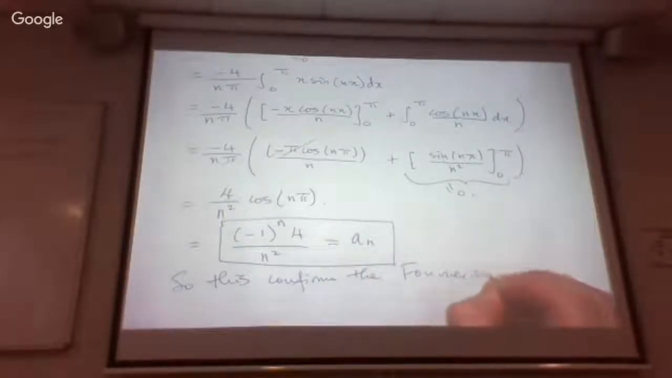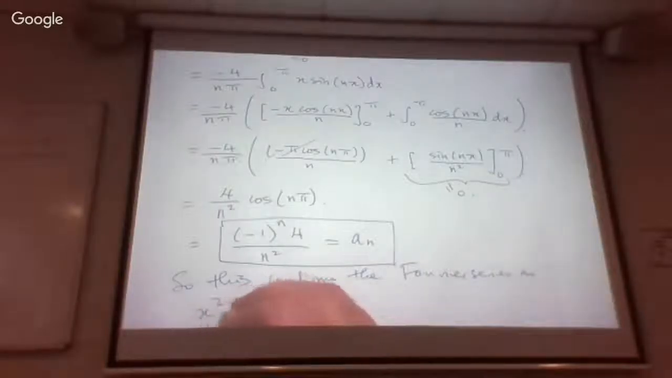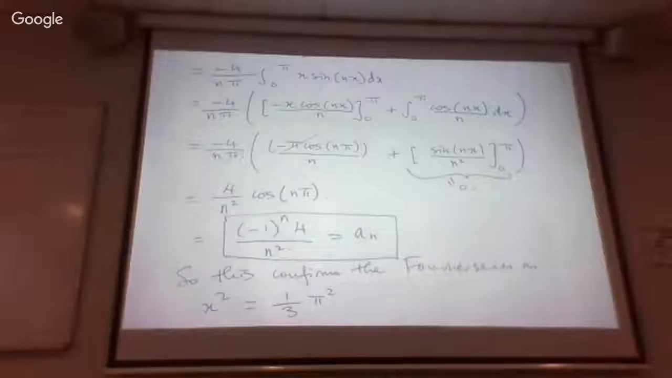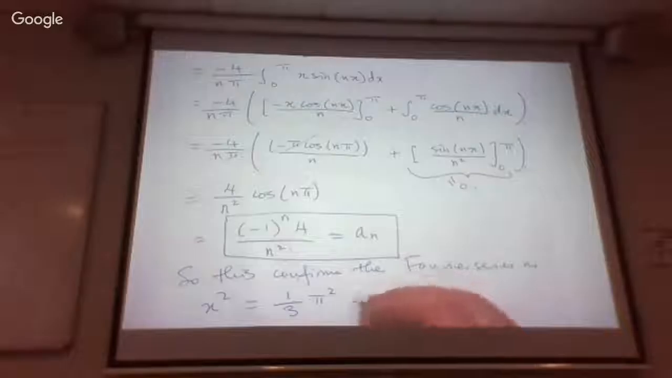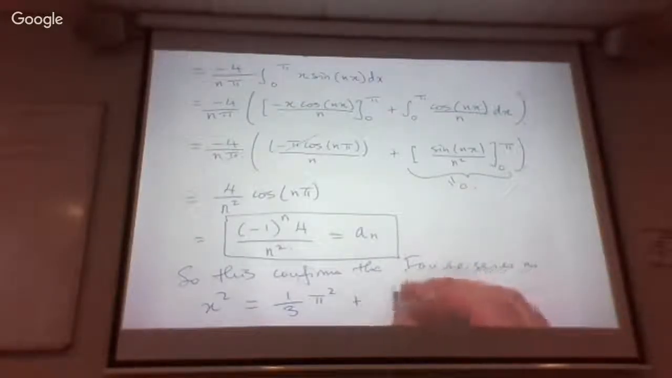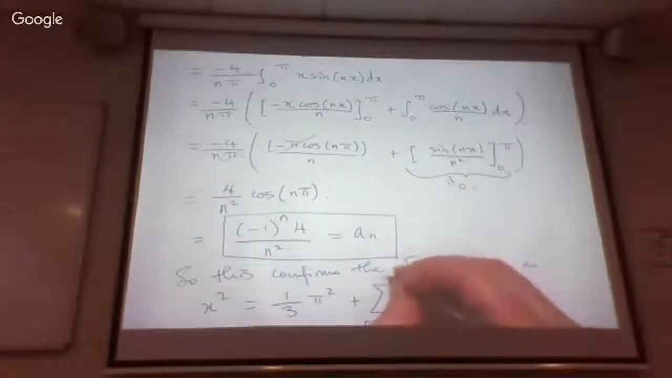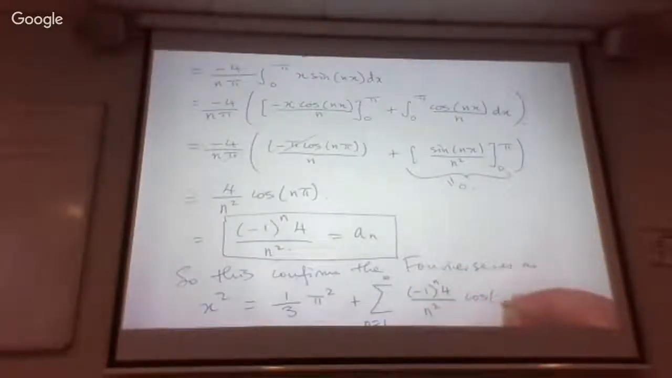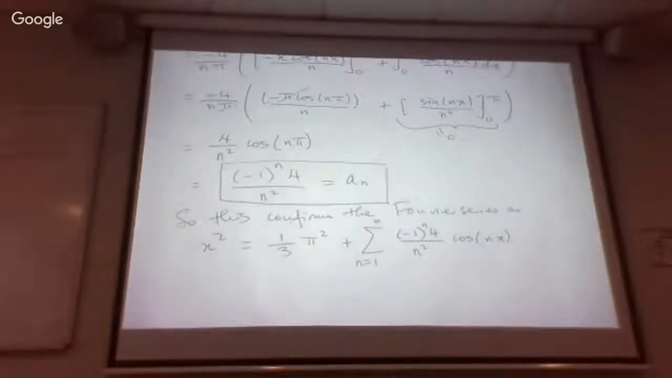So x squared is a half of a naught. So a naught was 2/3 of pi squared. So this is 1/3 of pi squared, plus the summation from n equals 1 to infinity. You've got the coefficient an, which is -1 to the power n times 4 over n squared, times the cosine of nx. Okay, so that's the Fourier series of the function x squared.